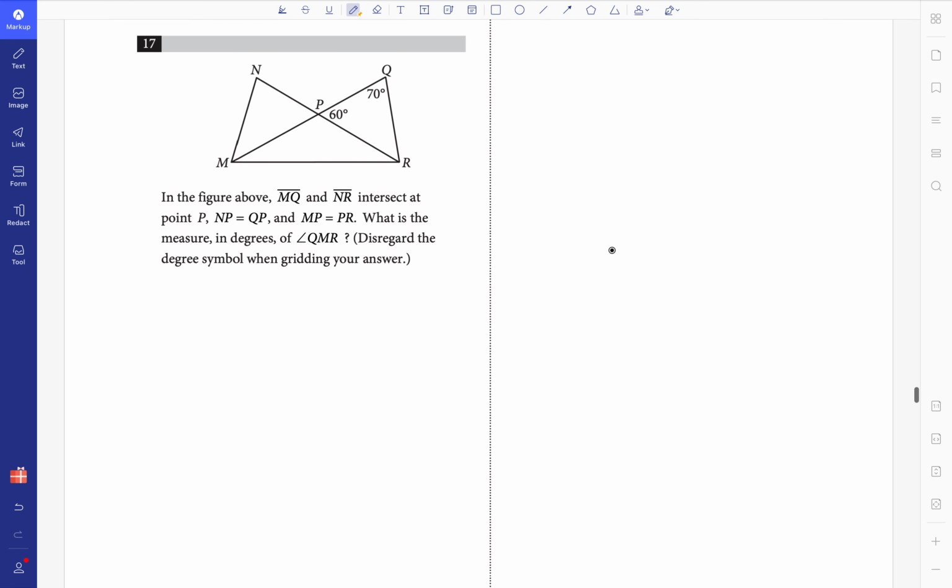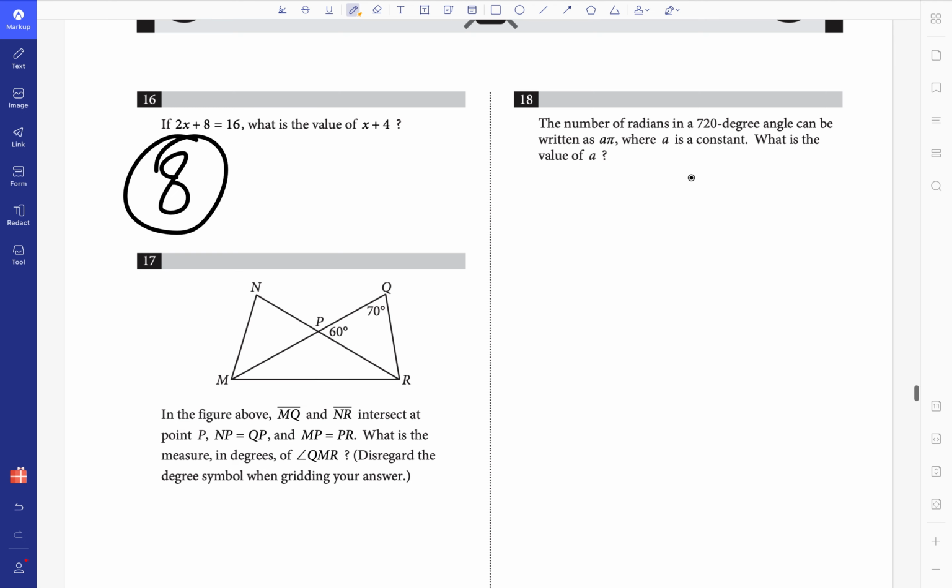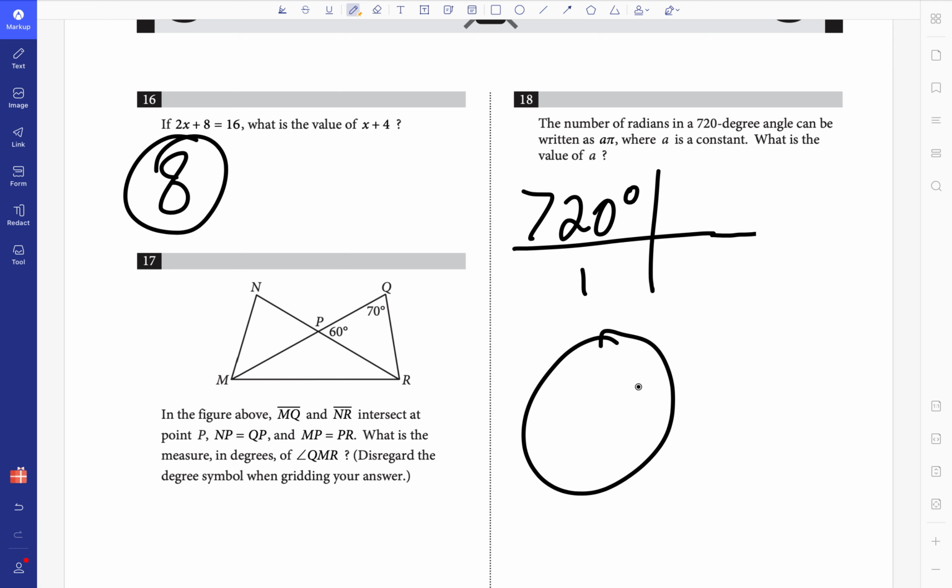Okay. Number 17, I'm going to skip number 17 for right now. Let's go to 8. Okay, so a 720 degree angle can be written as a pi, where a is a constant. What is the value of a? Okay, so 720 degrees. What is the conversion factor between this? Here, let me draw a circle. This is 360 degrees, or 2 pi.